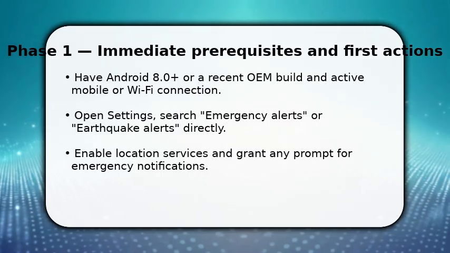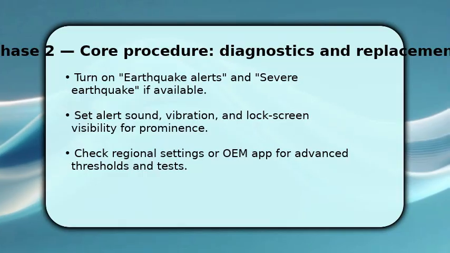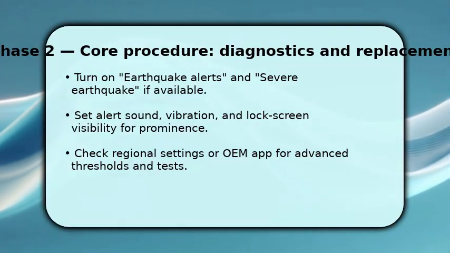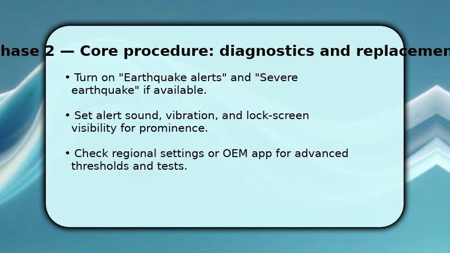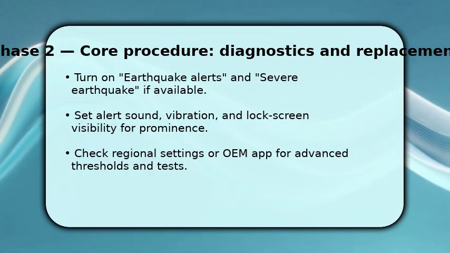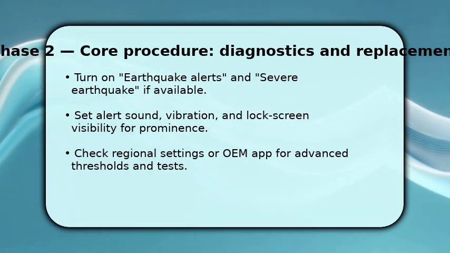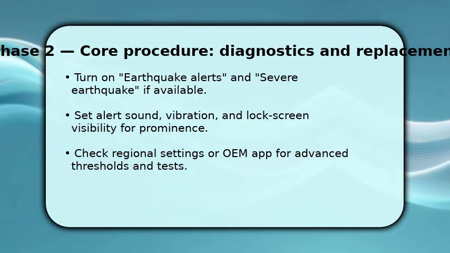Next, focus on the detailed configuration. Enable the specific earthquake alerts option, and if present, a severe earthquake or higher priority toggle. You want sound and vibration enabled, so tap Sound Settings, choose a loud tone, and ensure vibration is active. This ensures you wake during a quake. Also enable lock screen visibility so alerts display immediately.